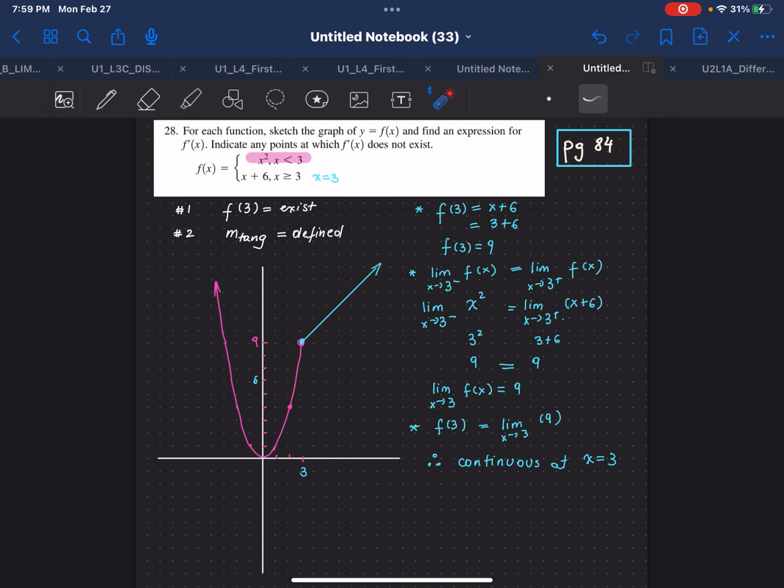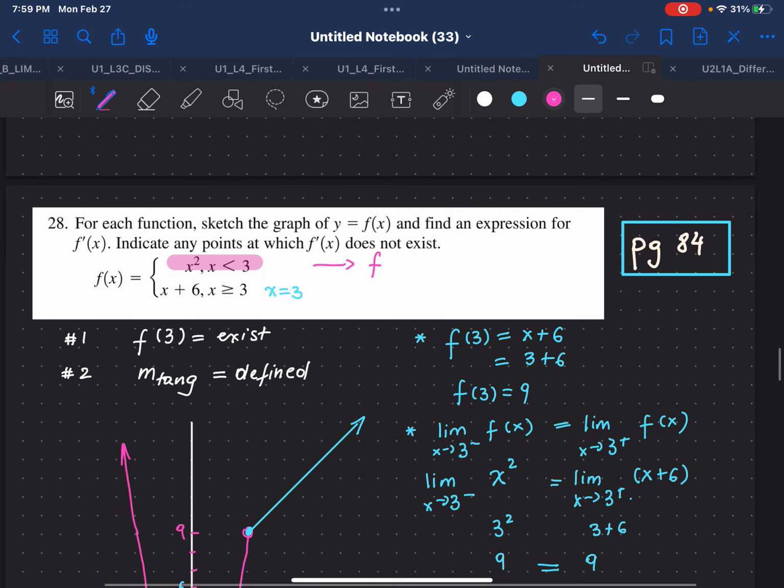So we continue drawing the graph of the function, and there are no breaks on the graph. Now, the question that we're asked is to find the derivative. In order to find the derivative, we have to find the derivative of each piece and see if the derivatives are the same. If the derivatives are the same, then we can conclude that the derivative exists. So if you want to find the derivative of the first piece, then f prime of x for x values less than 3 would be equal to the derivative of x squared. The derivative of x squared is 2x.